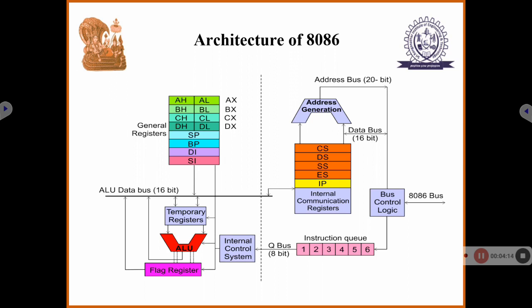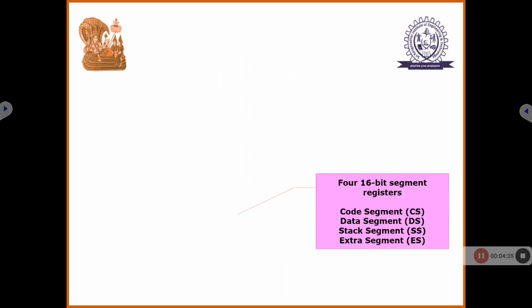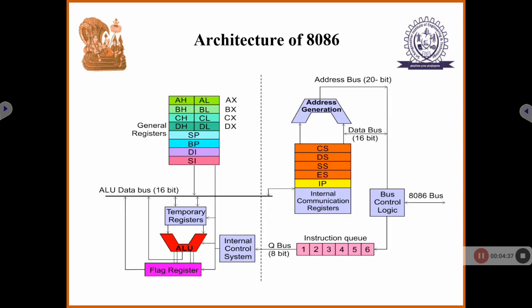From the block diagram we can find that on the right side is the bus interface unit. So what is here? One is the segment registers. Segment registers are available in the bus interface unit. So code segment, CS, data segment, stack segment, extra segment. I already told you 1 megabyte of memory is divided into many segments. Here each one is 256K bytes, so 4 segments are there.